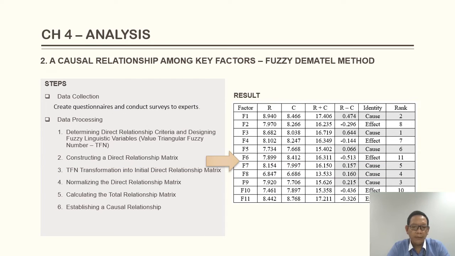The last stage is to analyze the causal relationship between factors using the Dematel method. Data processing begins with collecting data from experts to making a causal relationship matrix. From the 11 factors that have been identified, there are 6 factors that have a positive causal relationship and can be categorized as causes because their effect is greater than the influence they receive. Meanwhile, 5 other factors are included in the effect category.